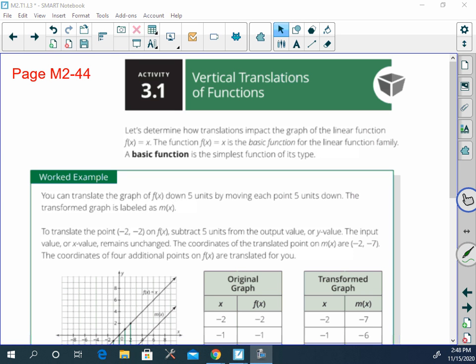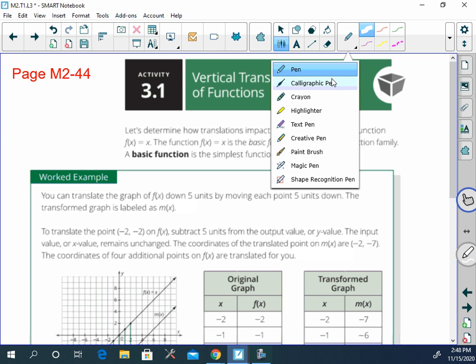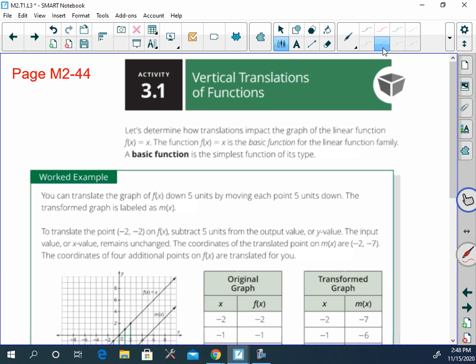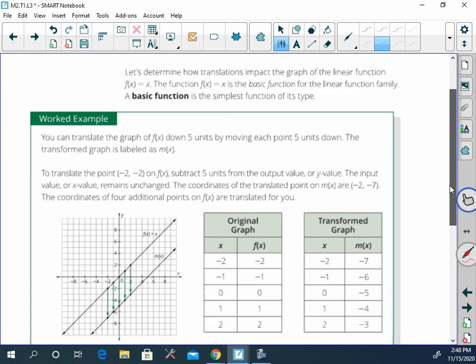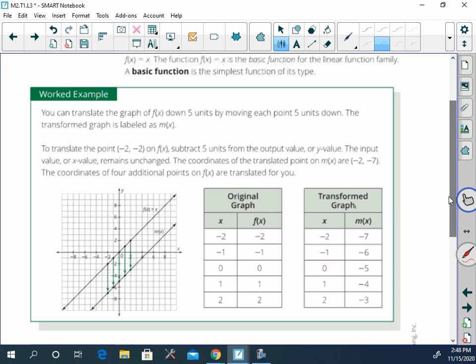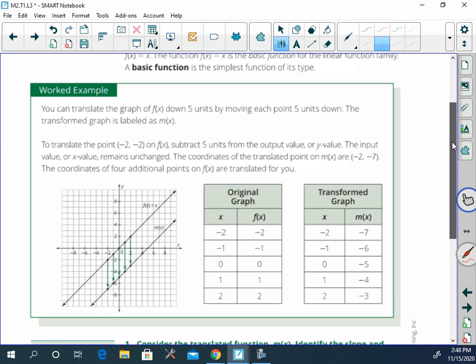All right, so here we're starting on page M244, so go ahead and get there if you're not there already. This is where we left off in class, so that's where we're picking up here. It says, let's determine how translations impact the graph of the linear function f of x equals x. So we're just starting with this basic function with a slope of 1, y-intercept of 0. It's the basic function for the linear family, and it's the simplest type, so that's what the basic function means, okay?